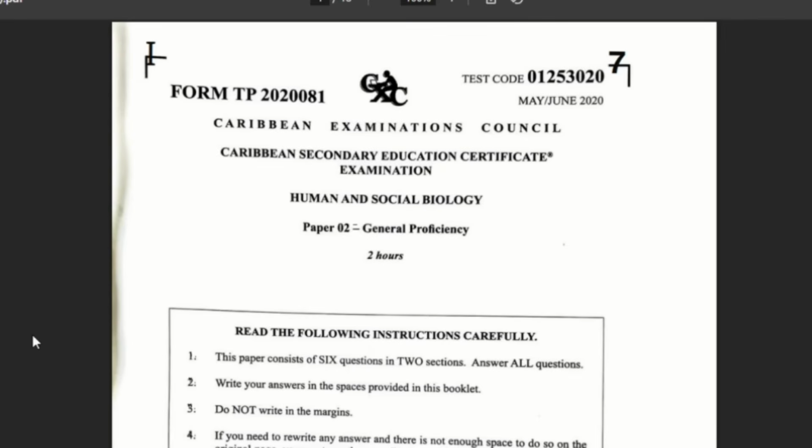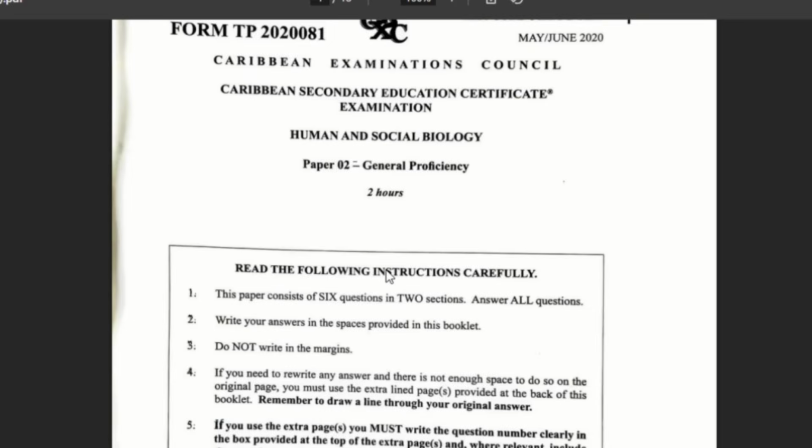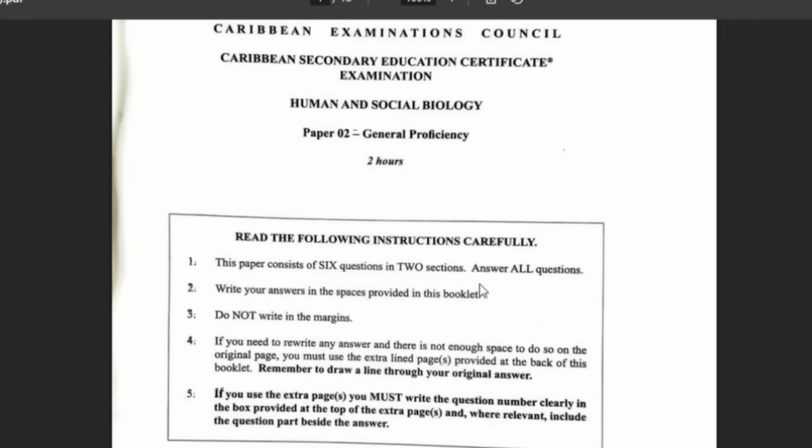Okay, so basically this is another past paper that we're going to go through. This one is taken from 2020. It's the same instructions. It just says this paper consists of 6 questions in 2 sections and all that stuff. So you should actually read the front page just in case things change. Always read the front page for the different instructions. But now let's get into the real question.